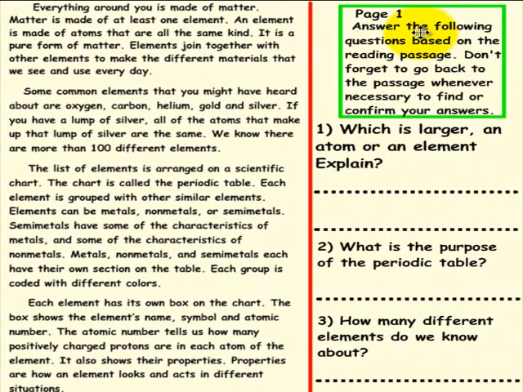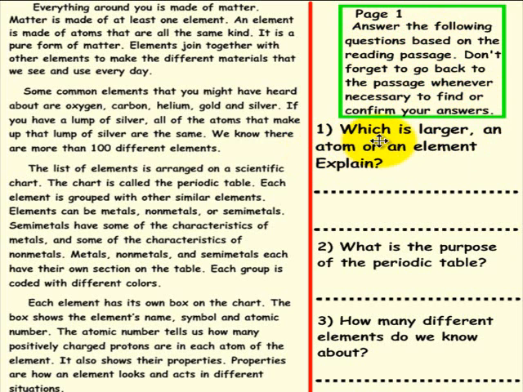Page 1. Please do not pick up a pen until you're asked to do so. Answer the following questions based on the reading passage. Don't forget to go back to the passage whenever necessary to find or confirm your answers.